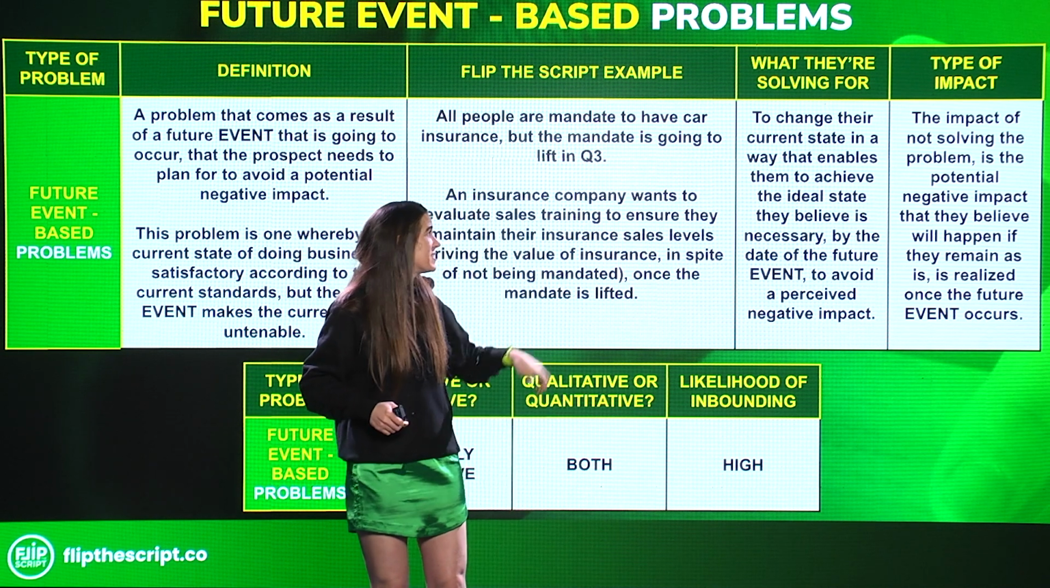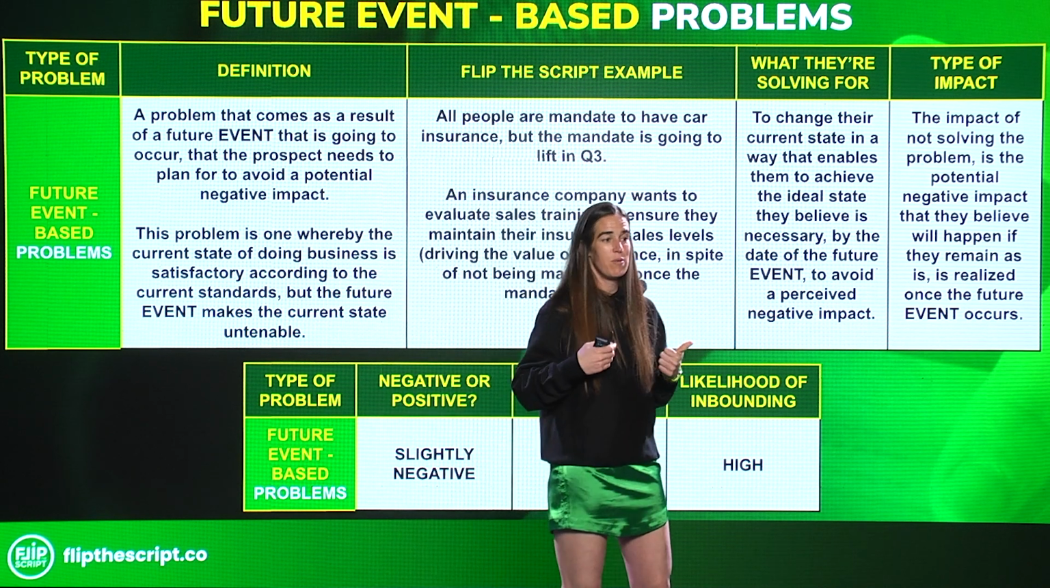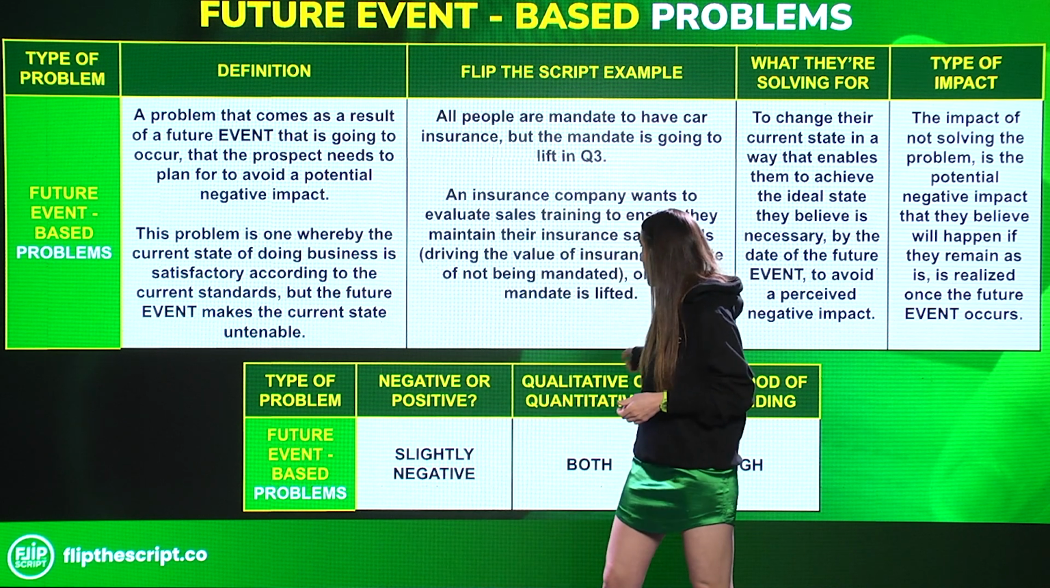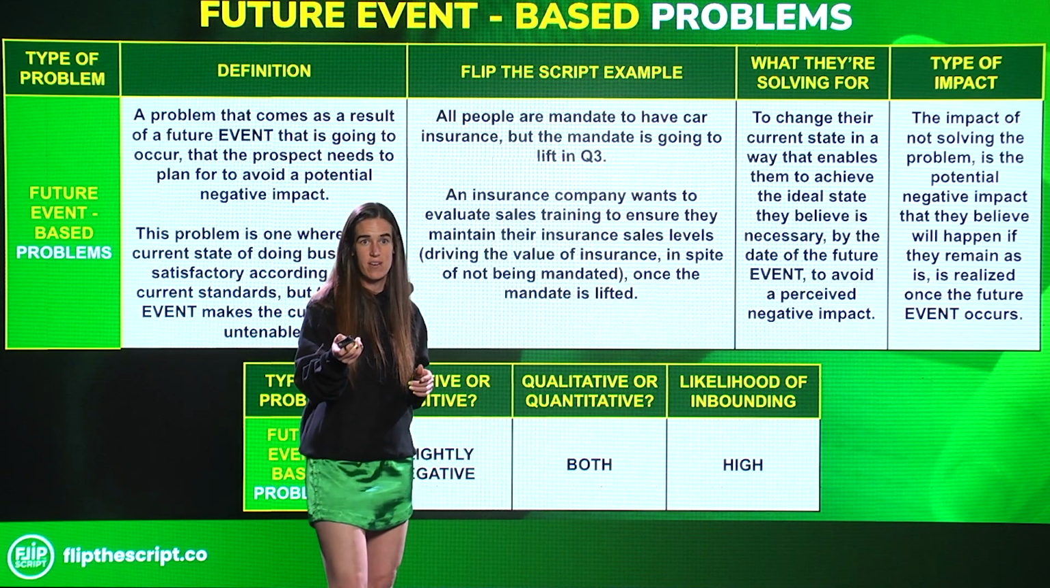So the type of impact of not solving a problem is the potential negative impact that would happen if their current state remains as is. And this is going to be a slightly negative problem, both qualitative or quantitative, and it is a high likelihood of inbounding. So this is problem number 6.